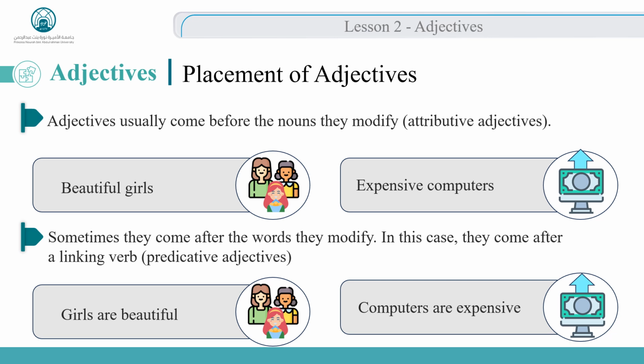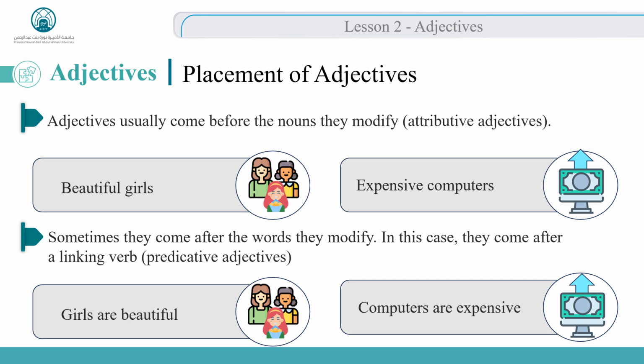The other kind of adjectives is predicative adjectives. From the name, we know that they are part of the predicate, which means they come after the verb. And the verb here is of a special kind. It is a linking verb, which means it doesn't express an action. It only acts as a conductor between the subject and what we say about the subject. So, let's say it again. We have attributive adjectives. They come before the noun.